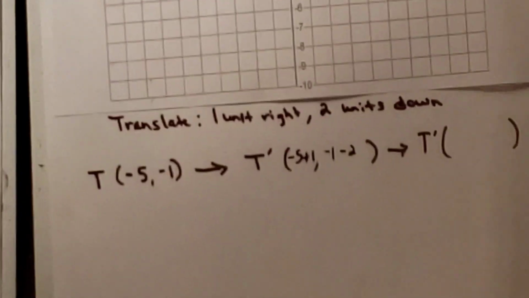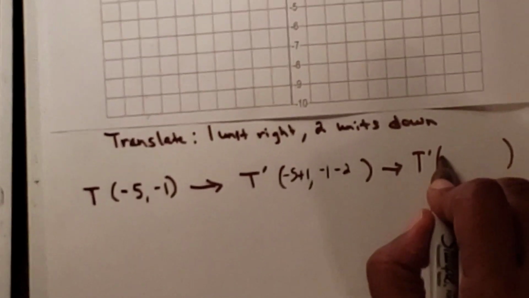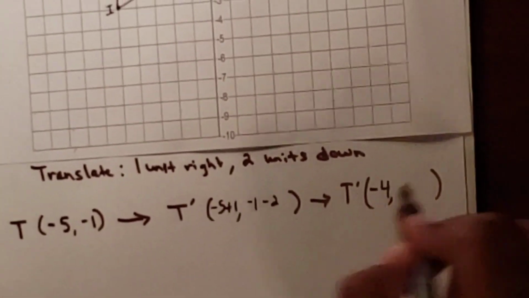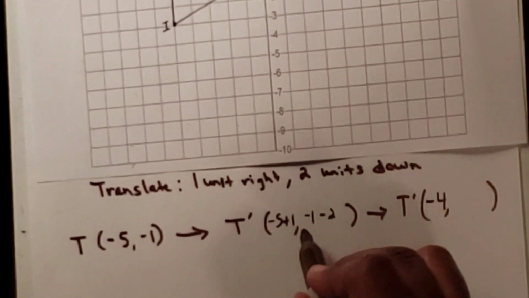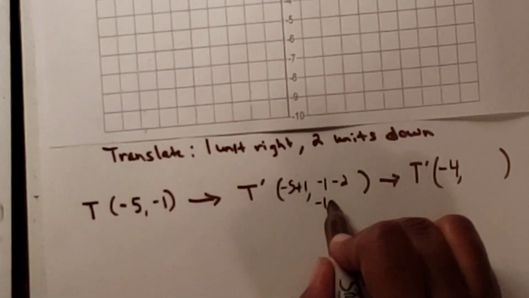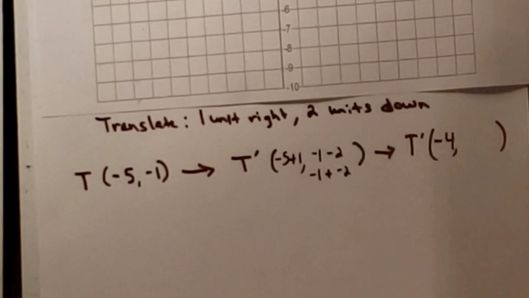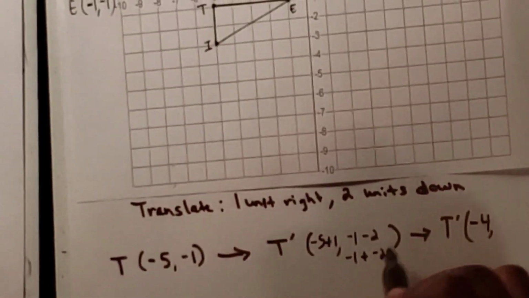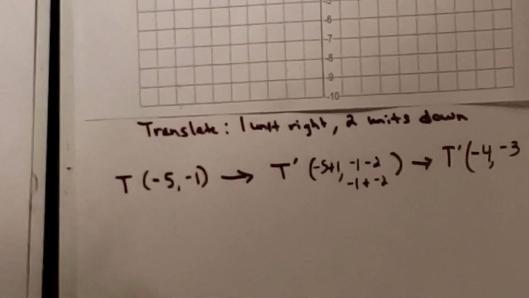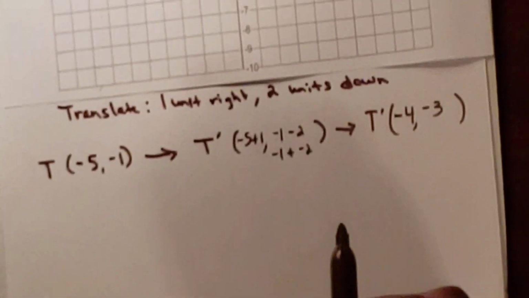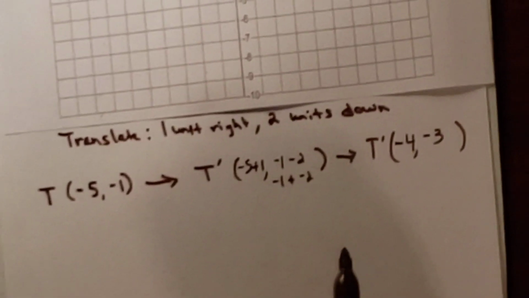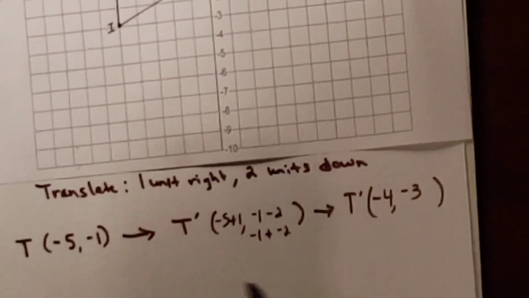And -5 plus 1, that's going to give you -4. And if you do -1 minus 2, if you can't think of what that is, remember we can do keep, change, change. So you'll have -1 plus -2, so that's -3. Alright, so your new point, T prime, will be -4, -3. It will shift that point 1 unit to the right and 2 units down.